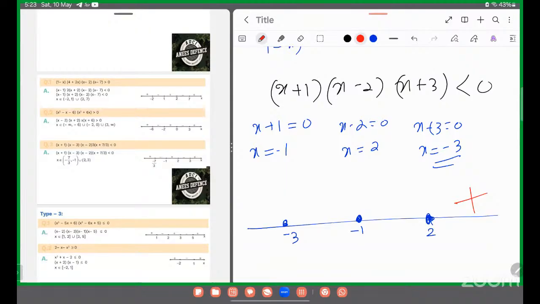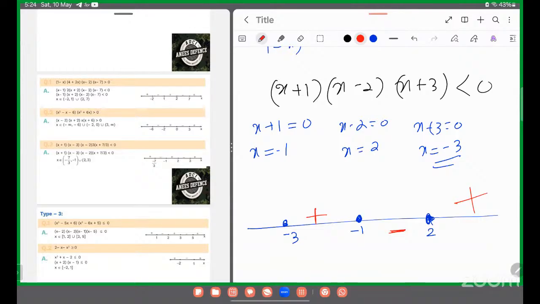If you take any value between minus 1 and 2, for example, if you put 1, the first value is 1 plus 1, 2. Second value 1 minus 2, minus 1. Third value 1 plus 3, positive. So plus, minus, plus gives minus. So in this case, it is minus. If you consider any value between minus 3 and minus 1, for example minus 2: minus 2 plus 1, minus 1; minus 2 minus 2, minus 4; minus 2 plus 3, plus 1. So minus, minus, plus gives plus. In this case, it will be plus.